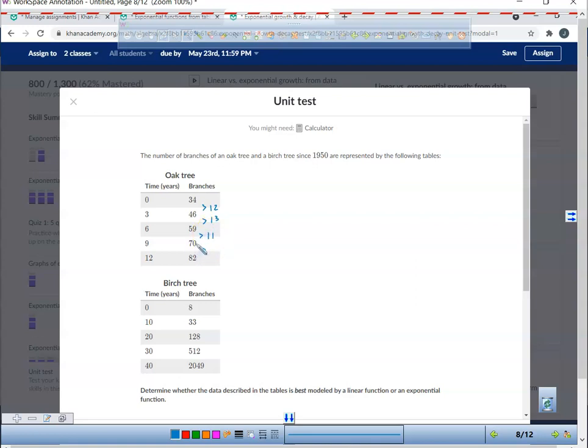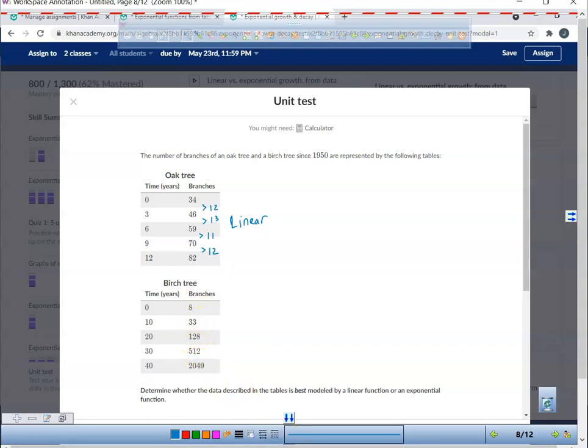And then if I do 82 minus 70, that's going to be 12. See, all these numbers are really close. That's what's called a linear model. Okay? But here, look at the numbers, how much they jump up.